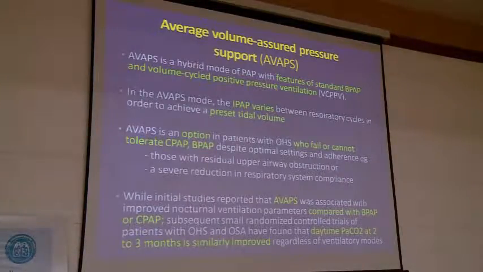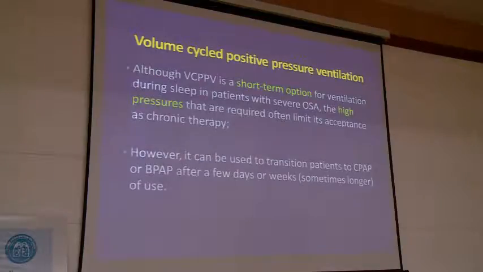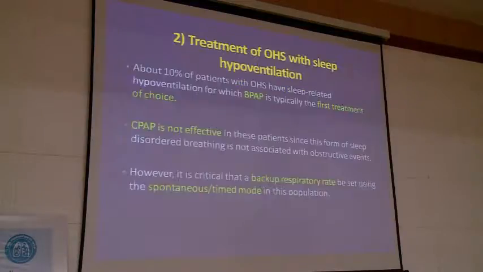So just because we have AVAPS, we don't really need to jump into it. Please try CPAP. If it doesn't help, then BiPAP with a backup rate. Still doesn't help, that is the time you want to think about AVAPS. And of course, we have volume cycle positive pressure ventilation. However, this is a short-term option only for people who are in the ICU. Otherwise, the pressures are so high that the patient really cannot tolerate it on a long term.